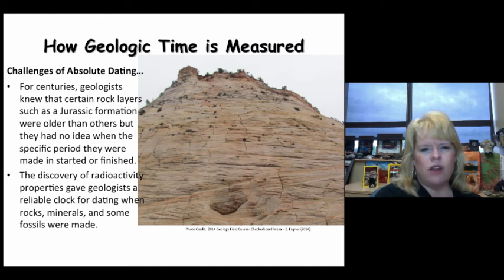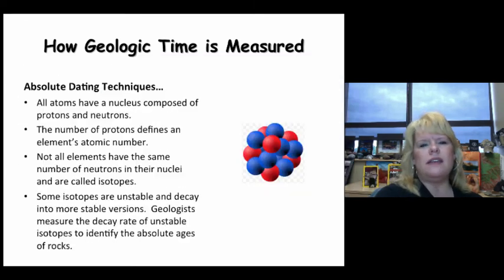So the discovery of radioactive materials, isotopes, gave geologists the tools they needed to start putting a reliable start and finish clock to when a period began and when it ends. Subsequently, that would evolve the time scale to not just be relative, but start to have absolute dating points. So what is absolute dating? Essentially, it is a clock that is put into rock material.